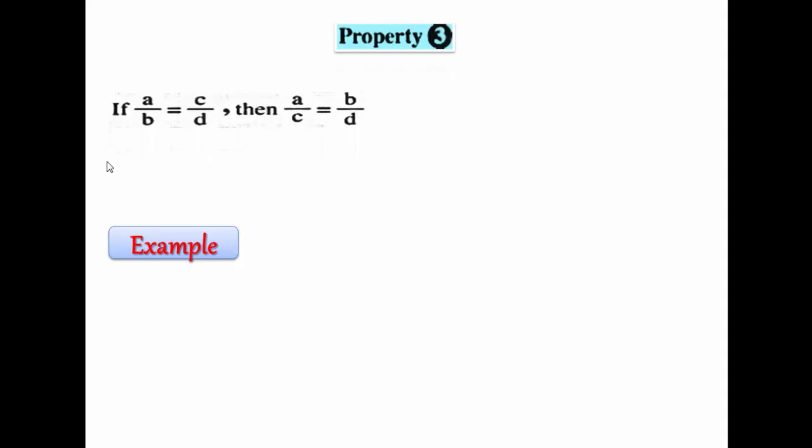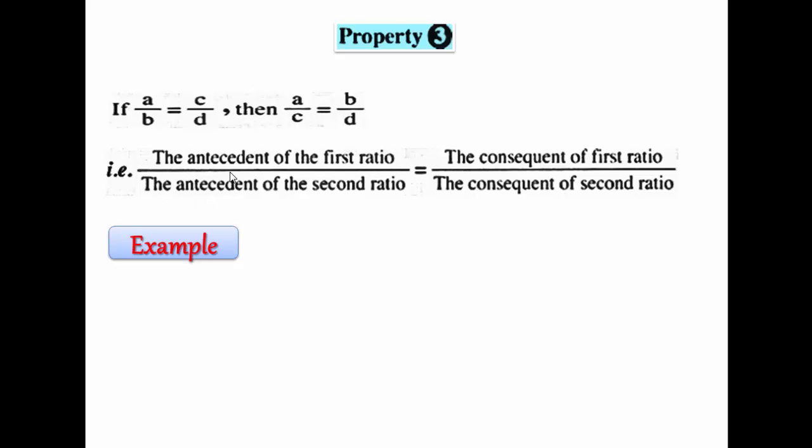Property 3. If a over b equals c over d, then a over c equals b over d. It means the antecedent of the first ratio over the antecedent of the second ratio equals the consequent of the first ratio over the consequent of the second ratio. Again, if a over b equals c over d, then a divided by c equals b divided by d. For example, if a over 4 equals b over 3, then a over b equals 4 over 3, or b over a equals 3 over 4.